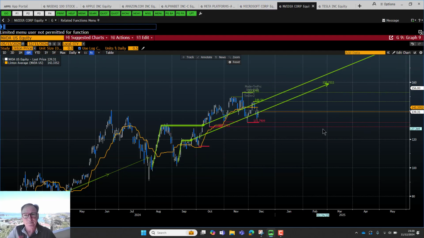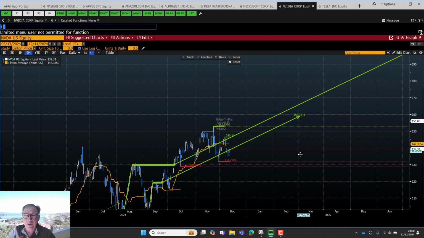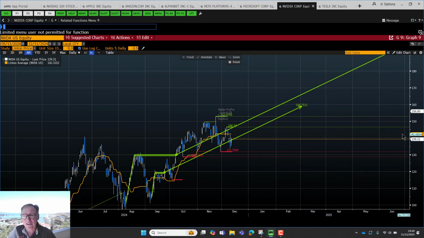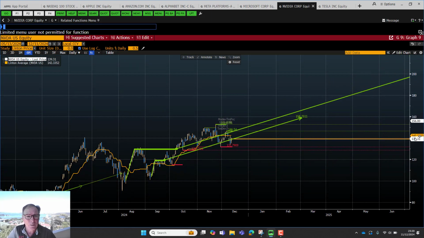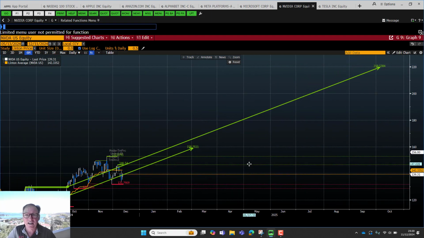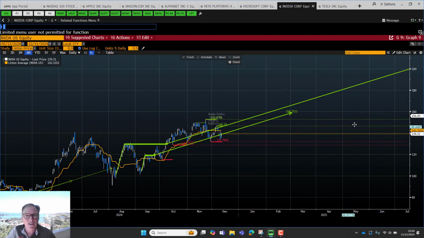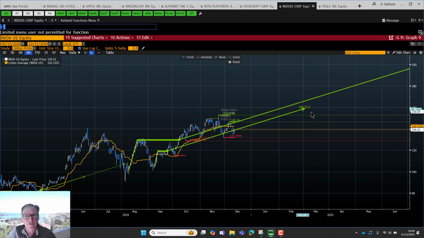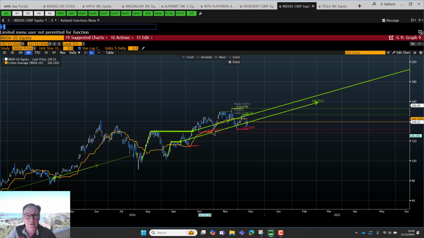Now, NVIDIA, of course, this has been probably the most newsworthy stock for the last year or two. And here we see the targets given. We've got a massive upside target at 219 for NVIDIA. Don't get too excited. This 158 is the one that we're currently focused on. We've got good upside support.